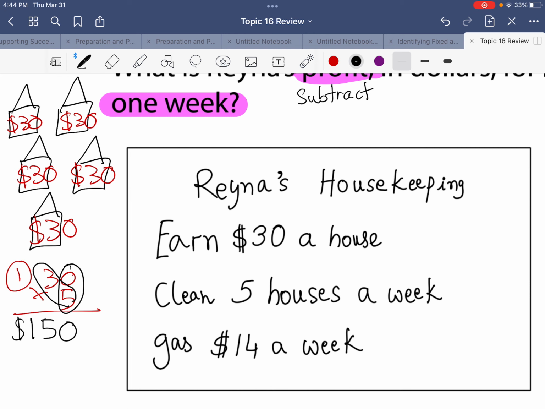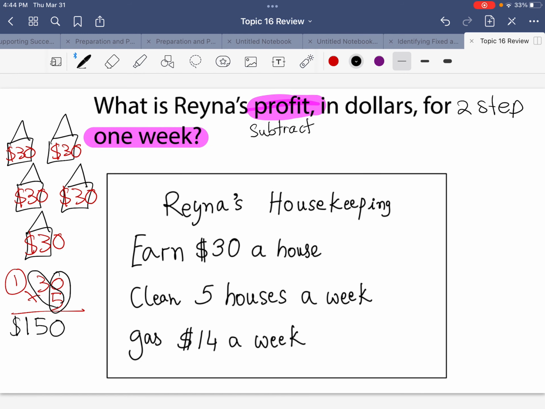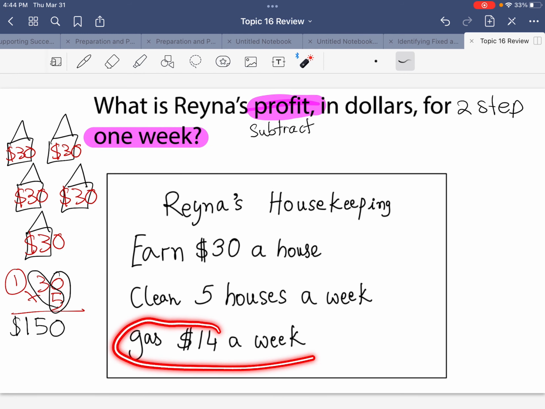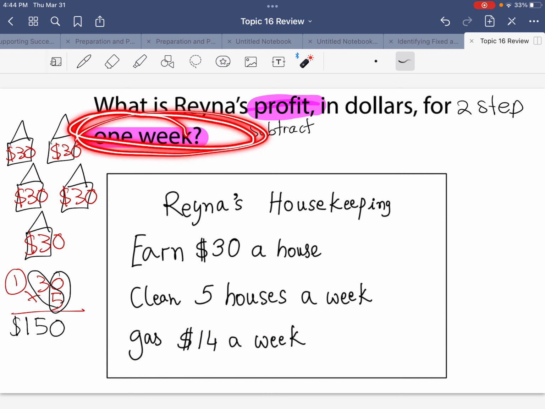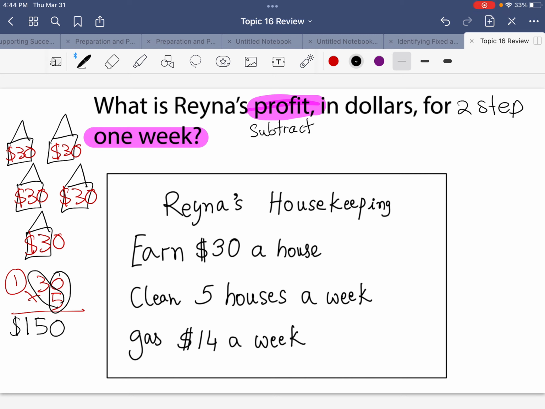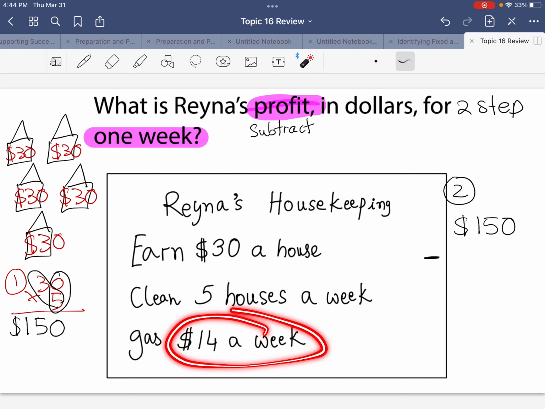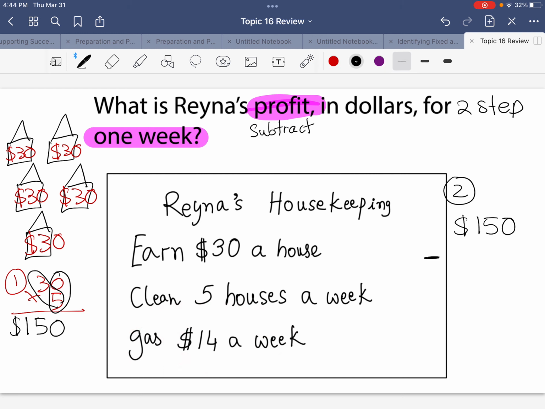Okay? But then it says she pays $14 for gas a week. So 1 week, she pays $14. And we're only trying to see how much profit does she get for 1 week. So my second step, I'm going to put it over here because I don't have enough room. My second step is I'm going to take that $150 that she makes in the week, and I'm going to subtract it from the $14 she has to pay, okay, in order to drive.